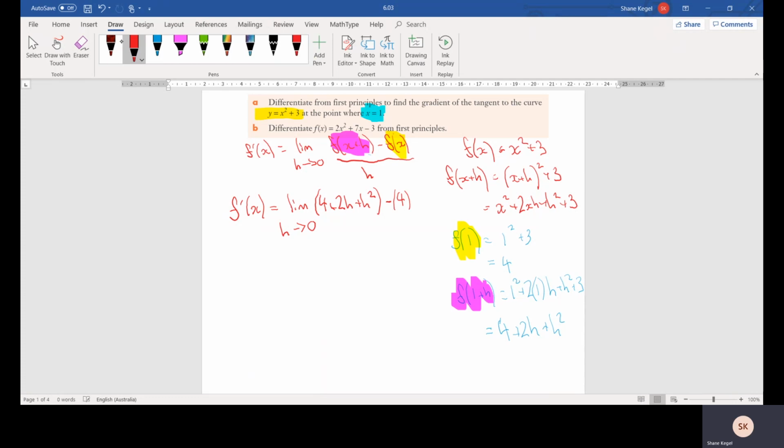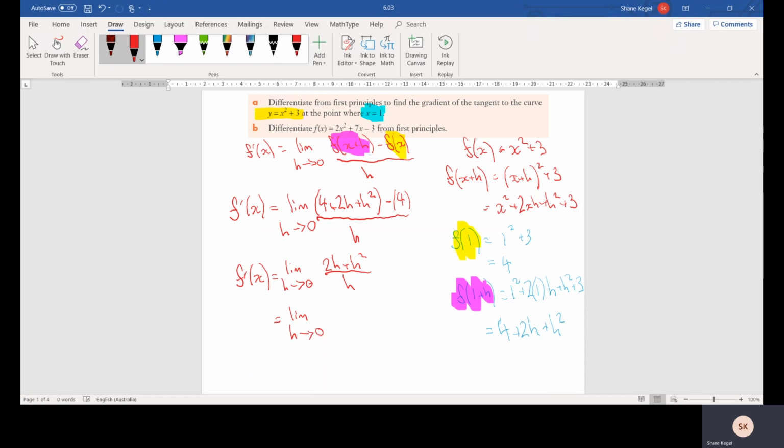So minus 4. If it was multiple terms, I'd have to apply my negative to those terms, but we've only got one term, over h, because h is my unknown, which we will later set to 0. So simplifying the top, I get f dash of x equals the limit as h approaches 0. So I've got 4 take 4, the 4s cancel. So I've got 2h plus h squared over h. Factorizing the top, I can see that I've got h as a common factor.